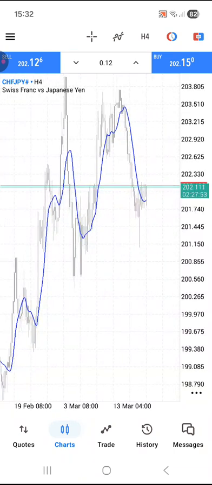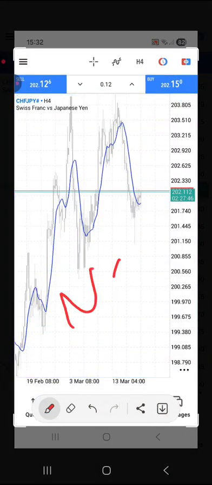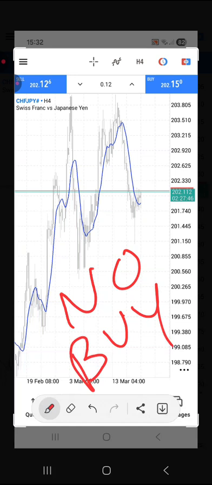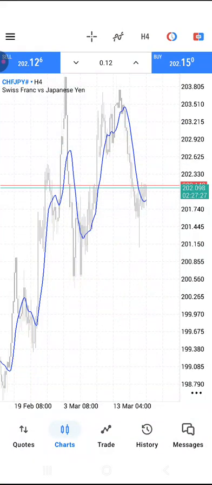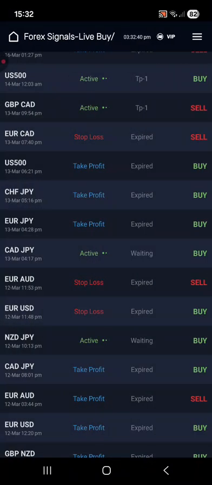Okay, price is above the blue line. Do we buy it when the price is above the blue line? No. Not if you're on my team. So this would be a no buy. Okay. Remember, we're looking at the 4-hour chart. So we would only do a buy if it was below that blue line. Okay. So in this case, we do not do the trade. CHFJPY, we do not do the trade.